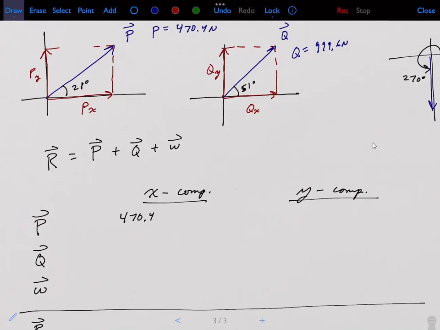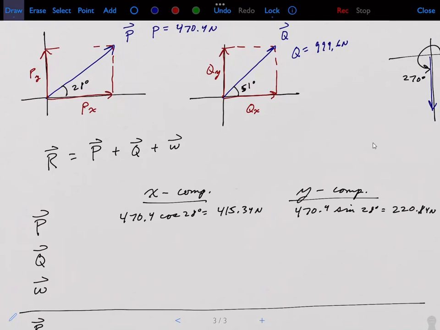Remember, as long as you use the reference angle, the X component will always involve cosine. So 470.4 times cosine of 28 is 415.34 newtons. And then the Y component will be 470.4 times sine of 28 degrees, and it turns out to be 220.84 newtons.